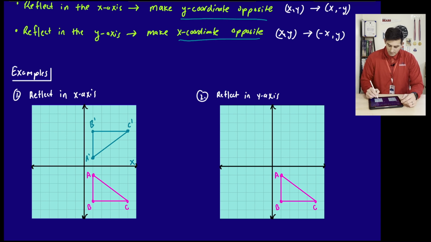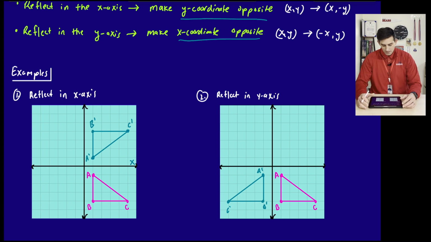So for A, it was 1 unit to the right, so we'll move it 1 unit to the left. Same for B. And then C was 1, 2, 3, 4, 5 to the right. So 5 to the left. Okay, so let's connect these points here. Then we'll label our vertices. So this would be A prime, B prime, and C prime. Okay, so those are our reflections.